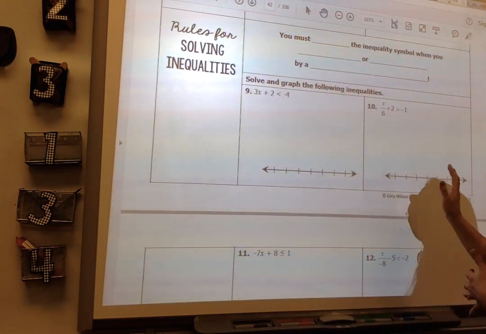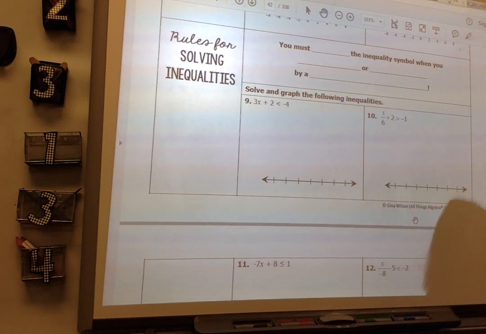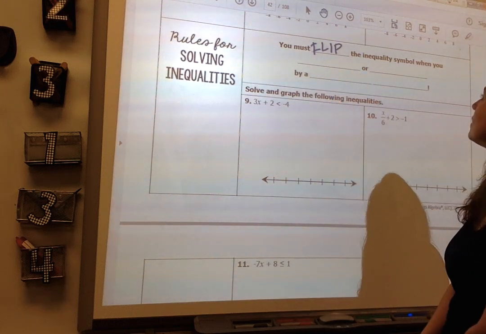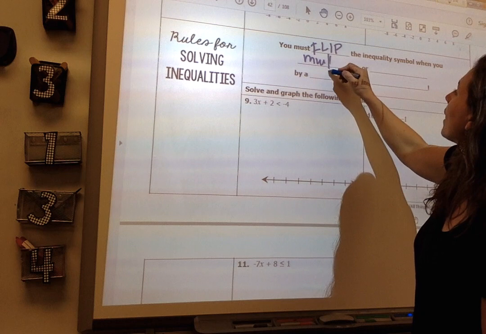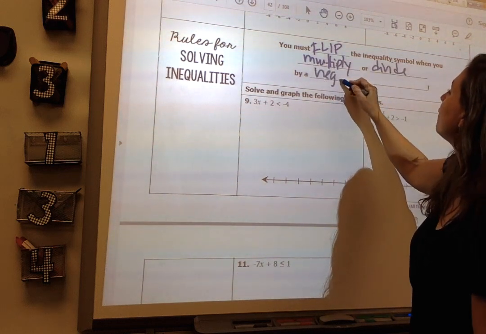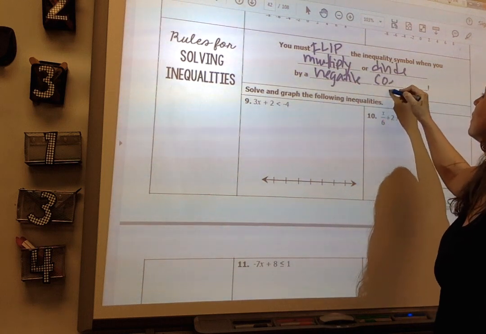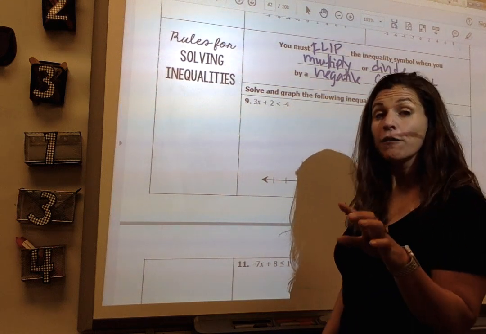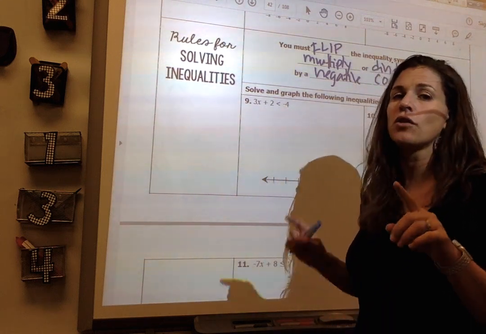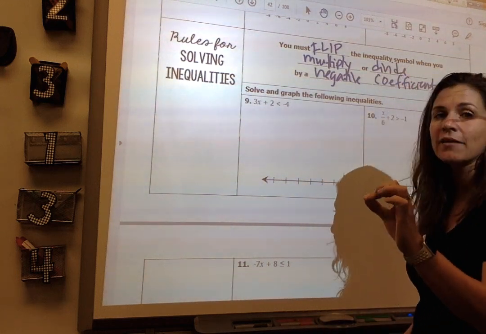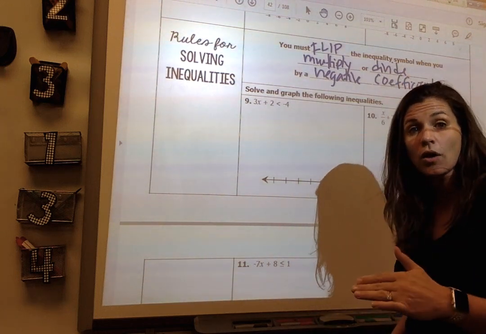But now when we solve for inequalities, there's a rule that you need to use, and I don't know if you remember it, but you must flip the inequality symbol when you multiply or divide by a negative coefficient. So that means if your variable term is negative, notice my vocabulary here, variable term. If my variable term is negative, you gotta flip the sign somewhere along that line.